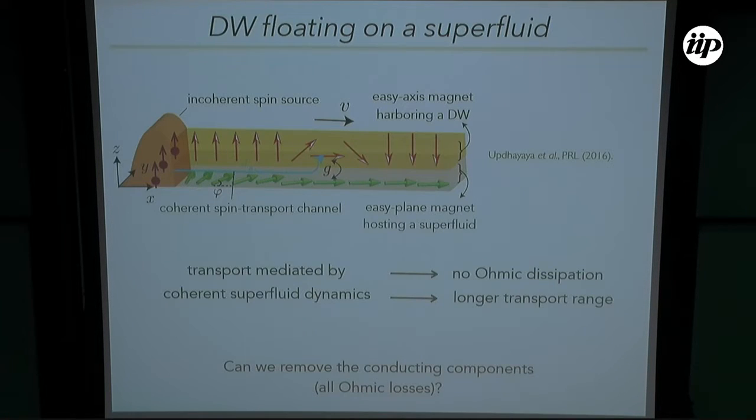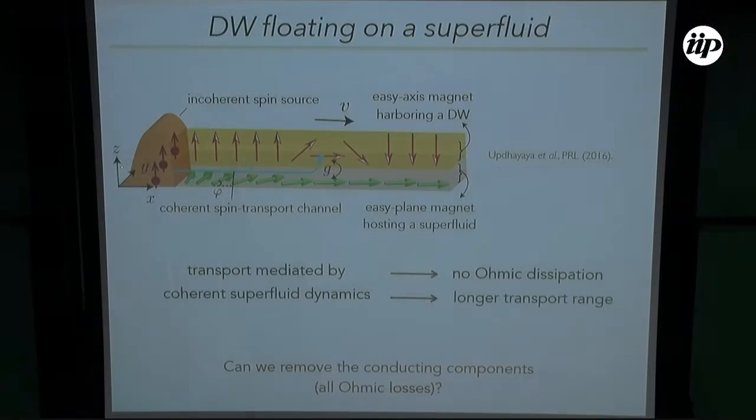Now, only last year, Prami, who is one of the co-authors of this paper, and Sequando and Yaroslav came up with this proposal, which envisions a bilayer of an easy plane and an easy axis magnet, where one layer will host a spin superfluid as a Goldstone mode, while the easy axis magnet can harbor a domain wall.